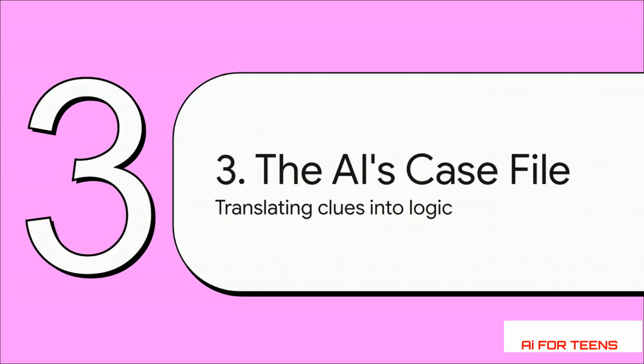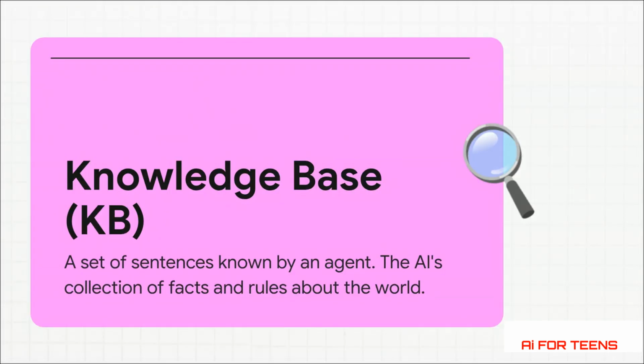Okay, so our detective has a language. The next step is to actually start feeding it clues. And we do this by translating everything we know about the case into these precise logical sentences. This collection of facts is called the knowledge base, or KB for short. Just think of it as the detective's official case file. It is the single source of truth for the AI, and every single deduction it makes is going to come from what's in this file.